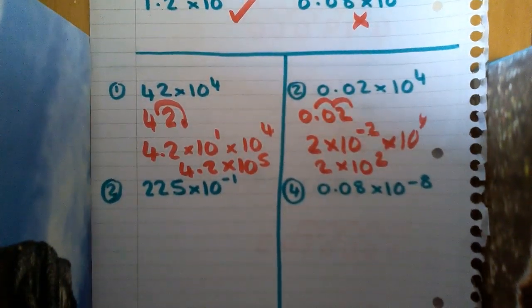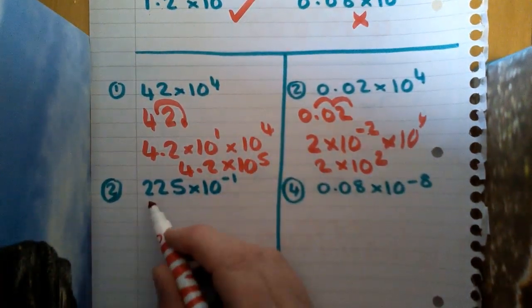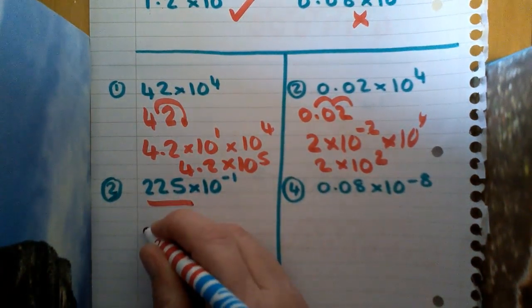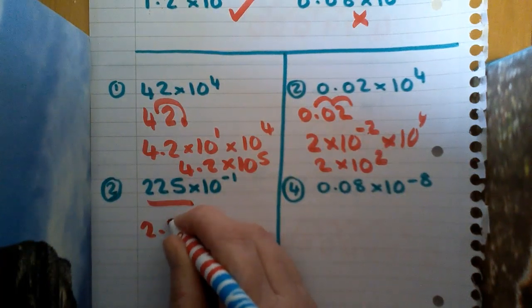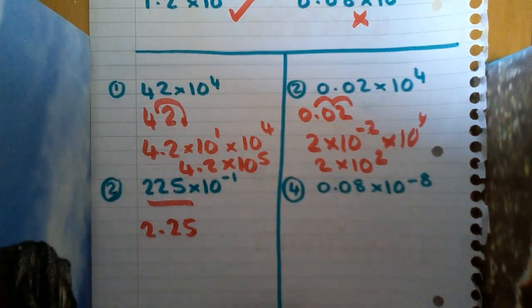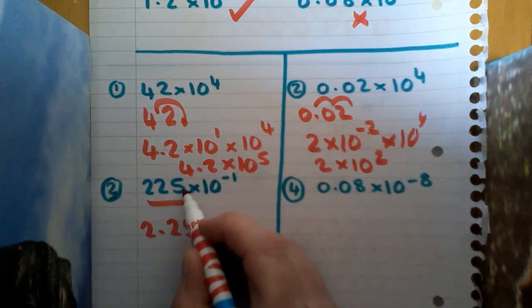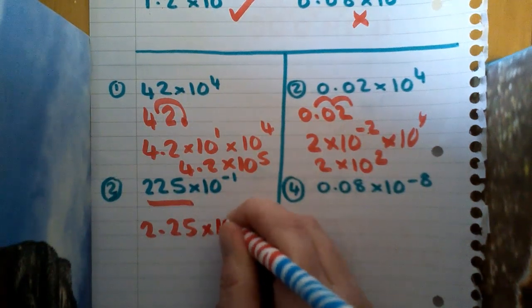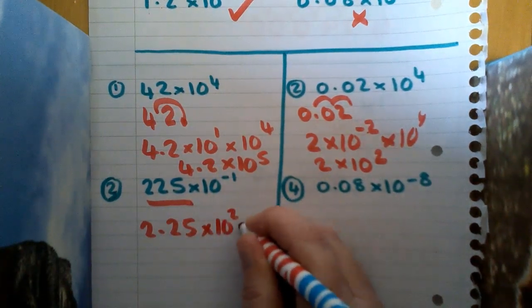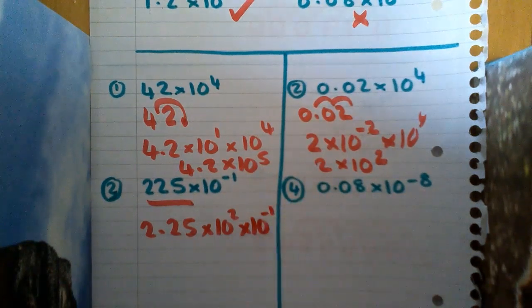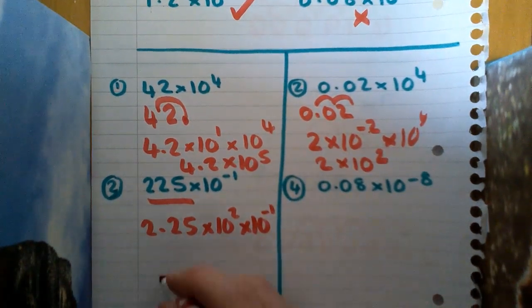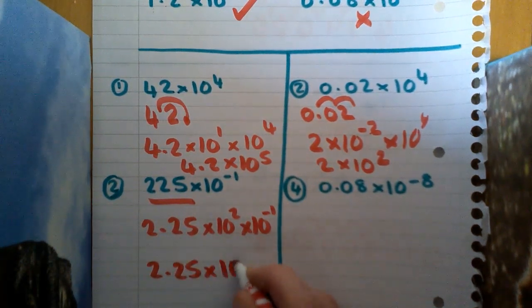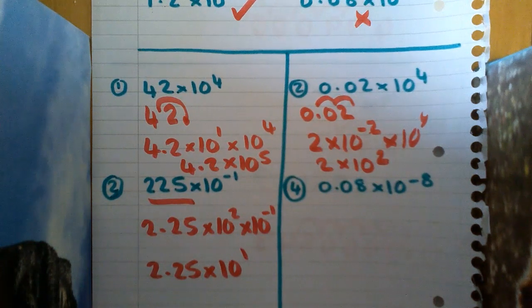All right, couple more examples. So 225. Going to change this into correct standard form. So 2.25 is where I need to be. So if I look at this, I have to go 1, 2. So times 10 to the power 2. And I've still got on the end times 10 to the minus 1. Okay, so adding those indices together gives me times 10 to the power 1.